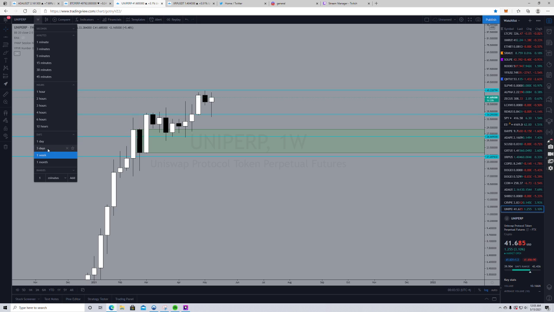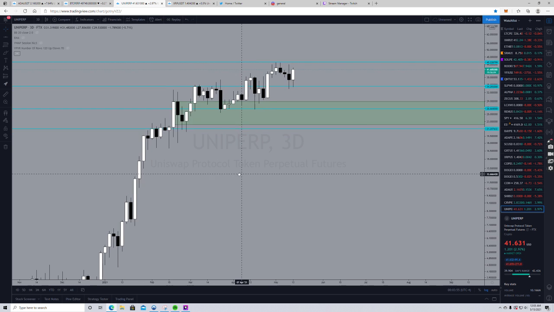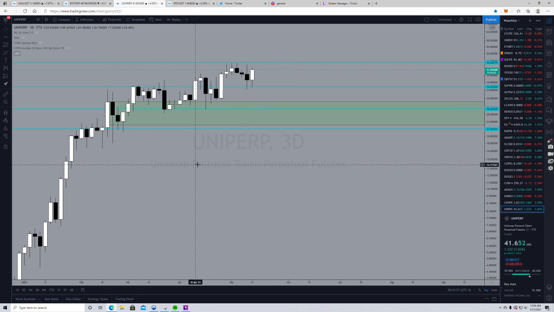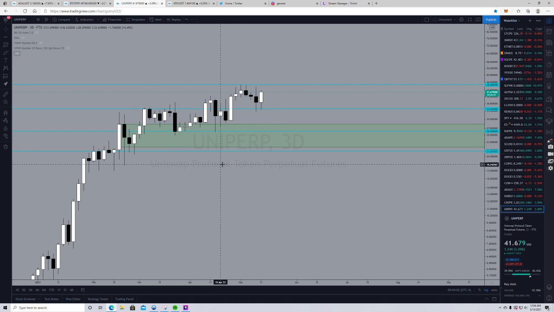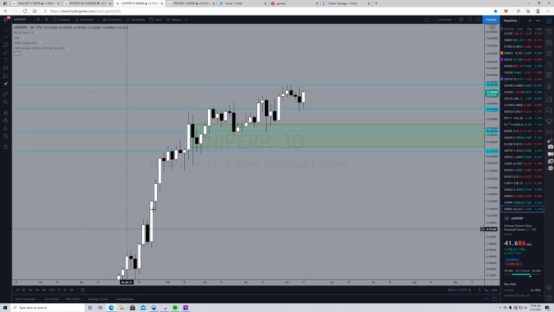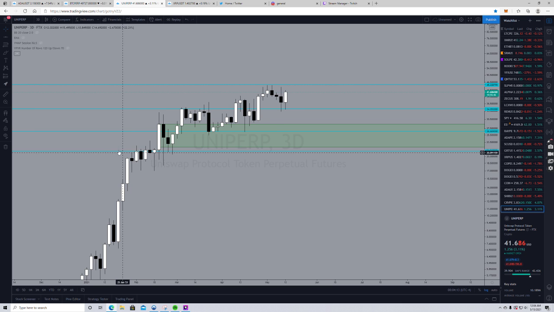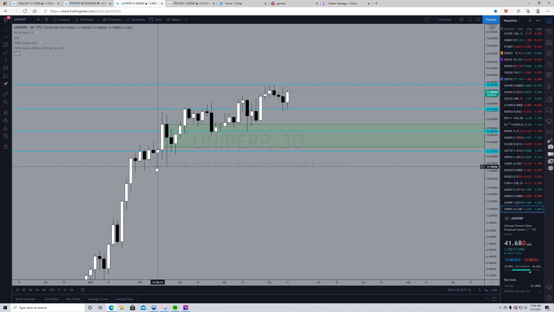Let's go down to the 3-day. So we have the same candle structure that I was talking about earlier. This is where I'd want to buy because you have the run up, right? Just like with, I forget whether it was ADA or XRP, it's the same concept. You have the big run up, and then you kind of cool off.